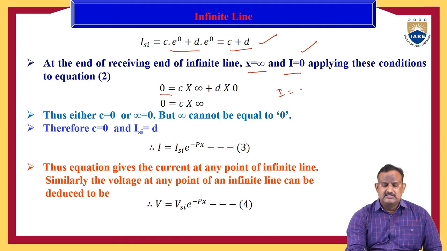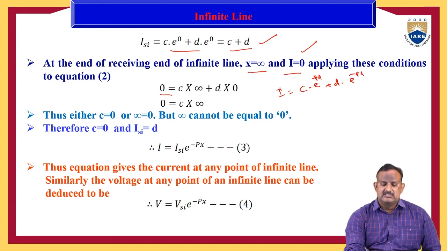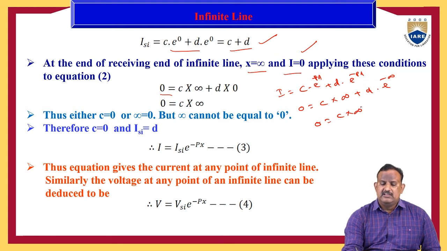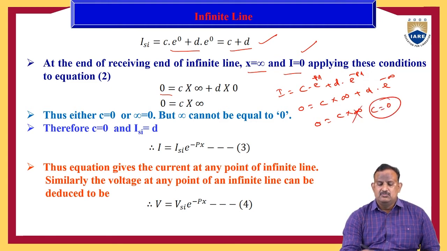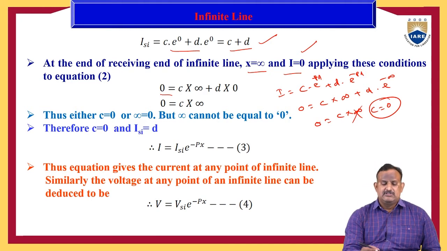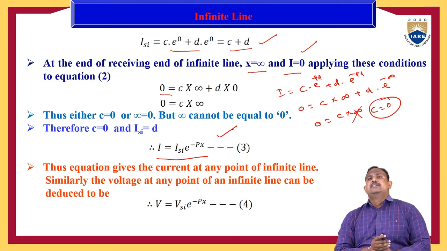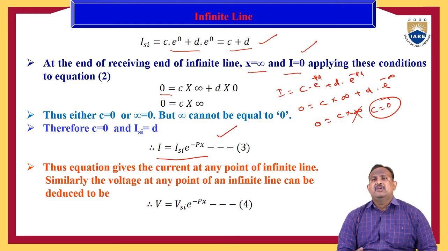The actual equation is I equals C e^(px) plus d e^(-px). Current I equals 0 at infinite distance, so 0 equals C into infinity plus d into e power minus infinity. E power minus infinity is 0, and e power infinity is infinity. Therefore 0 equals C into infinity. Infinity cannot be 0, therefore we substitute C equal to 0. So equation 2 can be modified as the current I equals ISI into e power minus px. This equation gives the current at any point of an infinite line.